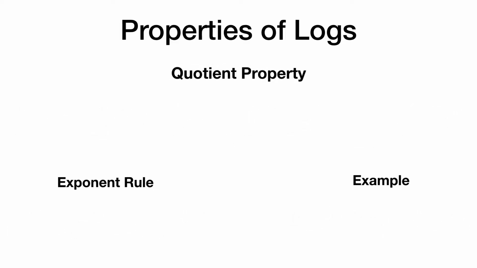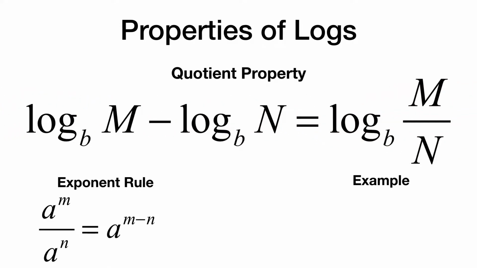Our next example is going to be the quotient property. Quotients are dividing, and in this case, the exponent rule is a to the m over a to the n equals a to the m minus n. So, log base b of m minus log base b of n is log base b of m divided by n, whereas times was plus. Here's an example. If I say log base 4 of x minus log base 4 of y, it becomes log base 4 of x over y.